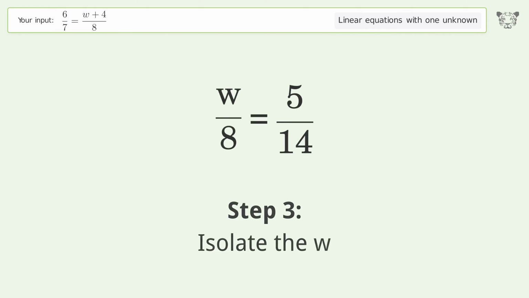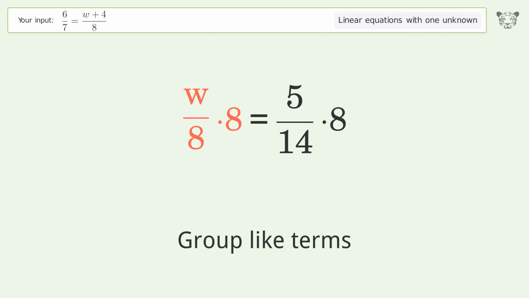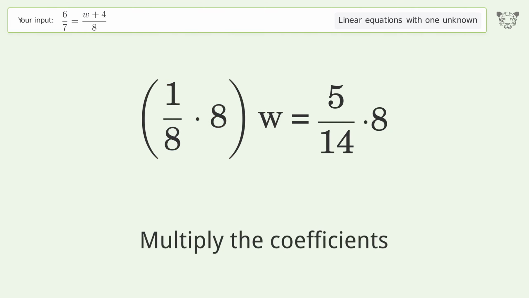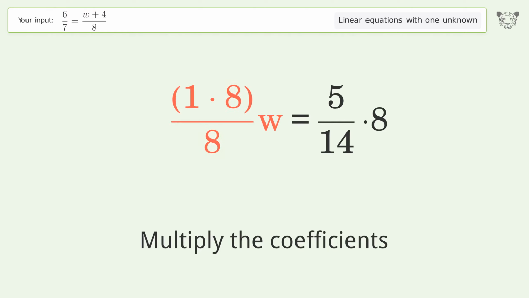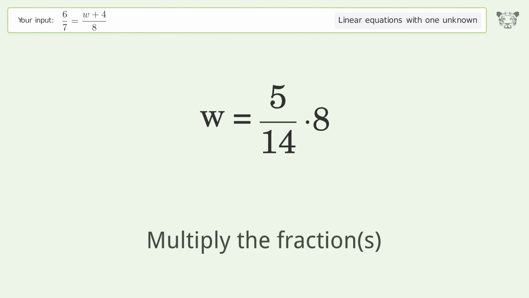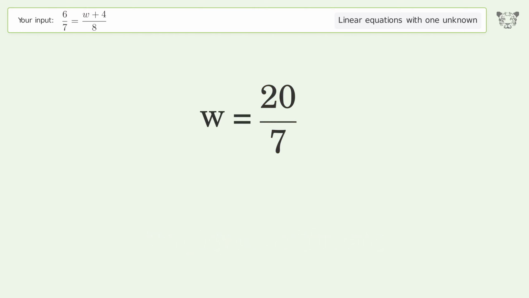Isolate the w. Multiply both sides by 8. Group like terms. Multiply the coefficients. Simplify the fraction. Multiply the fractions. Simplify the arithmetic. And so the final result is w equals 20/7.